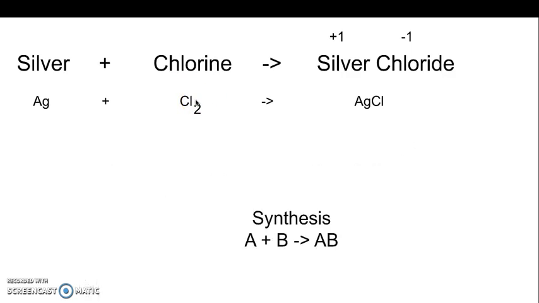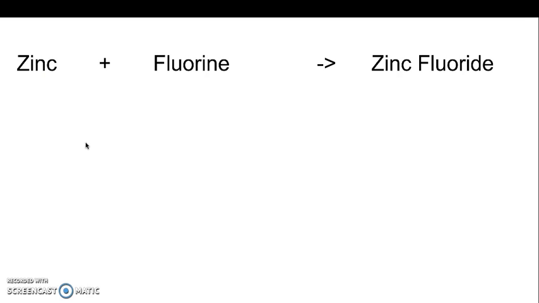This is a synthesis reaction, so it's A plus B gives us AB, two things coming together to make one. And let's balance it. I've got 2 chlorines on the left, so I need 2 chlorines on the right. And that gives me 2 silvers, so I need 2 silvers on the left. Good. Let's do another one. We'll do 5 of these today.